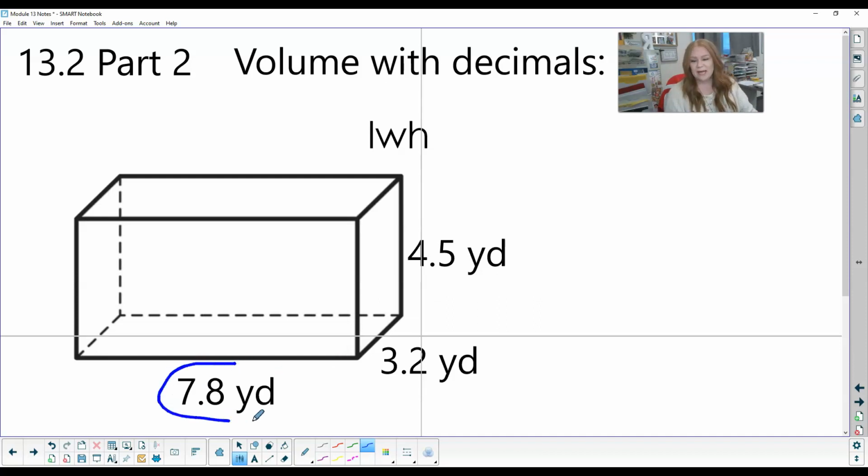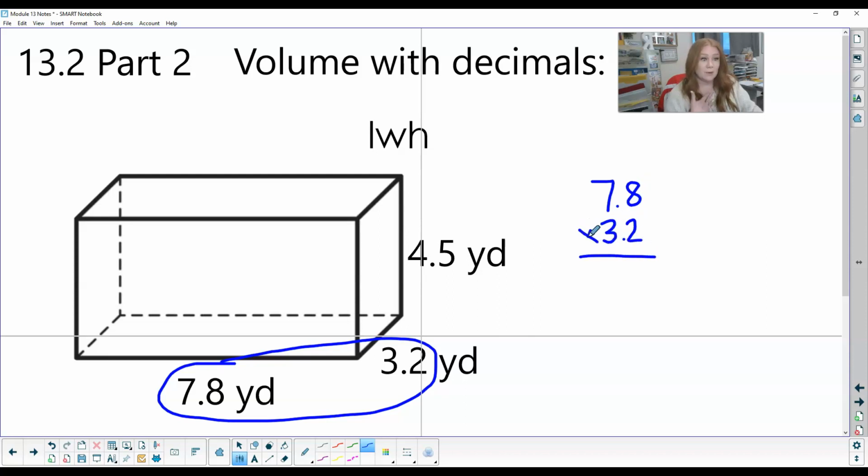So I'm going to go ahead and do my length and my width. So 7.8 times 3.2. Now these decimals do line up, but when I multiply, I don't need to line up decimals. I'm just going to move them at the end. I know 7 times 3 is 21, and it's going to be bigger than 21, but it should be around 21. It should not be right in the 200s. It should not be 2. It should be close to 21. So it should be a 2-digit number here.